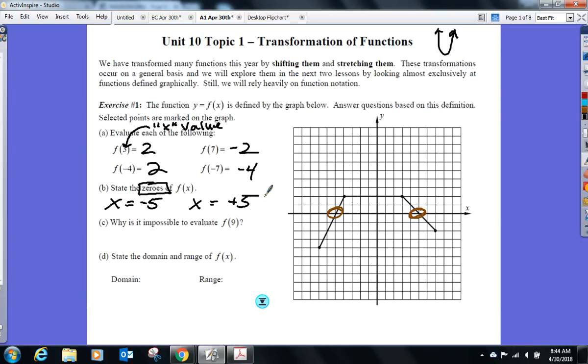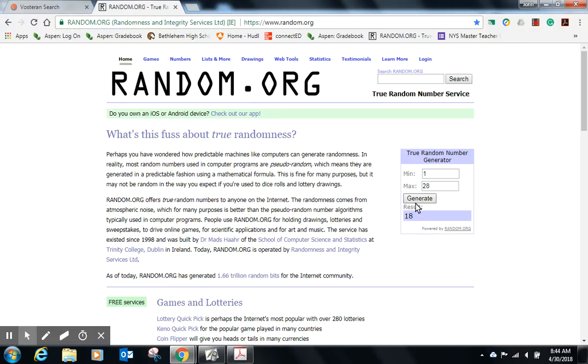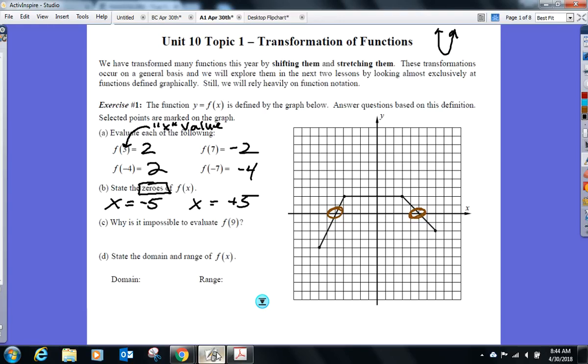Why is it impossible to give me f of 9? Why is it impossible to tell me what the value of f of 9 is? Hearing from a lot of people. Why is it impossible? The graph stops at, what was it, 7? So there is no graph at 9. So there is no graph at x equals 9. Pretty much no graph there.